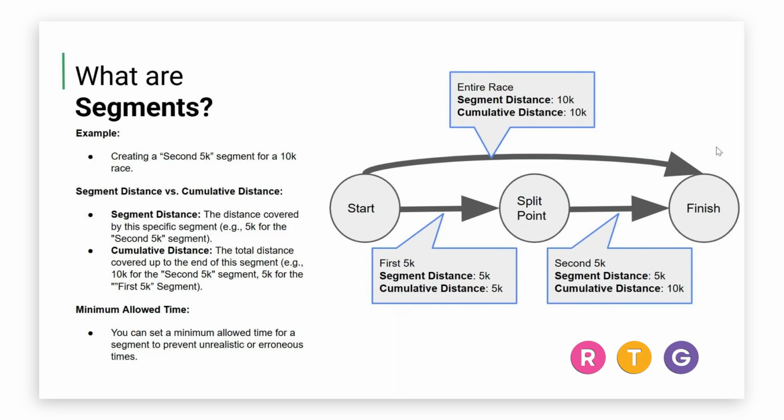There's some other things we can talk about a little more in depth later. One of the coolest features we have is a minimum allowed time, and that is a way that you can say, I want to make sure that no one does a 5K within this race faster than 13 minutes or something.